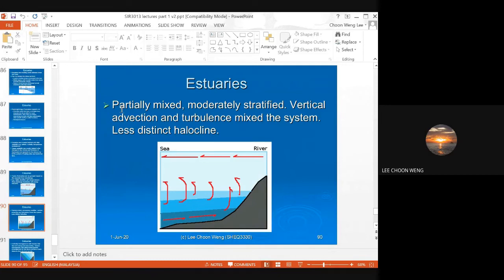The second type is the partially mixed, moderately stratified estuary. The river flow is not that strong, less strong. So you will have more turbulence and more mixing. You can see that the salinity of the seawater decreases because there is mixing. So the halocline is also less distinct.